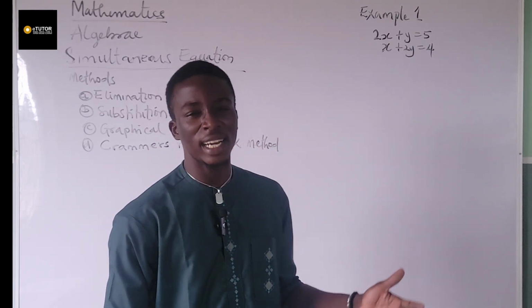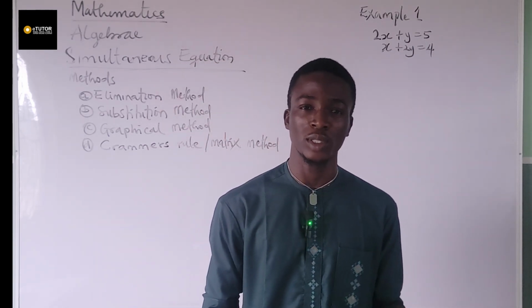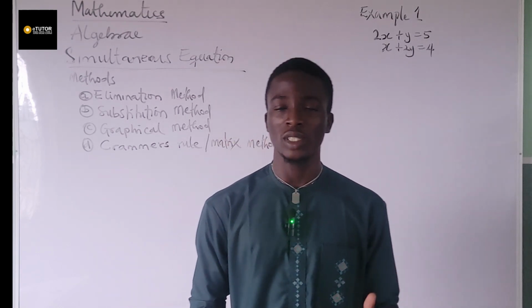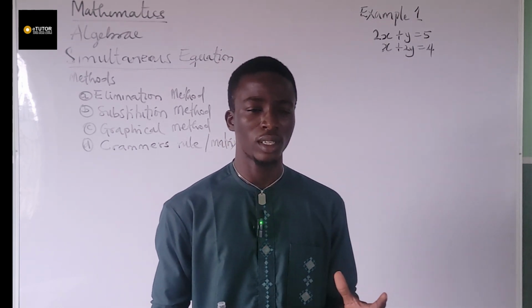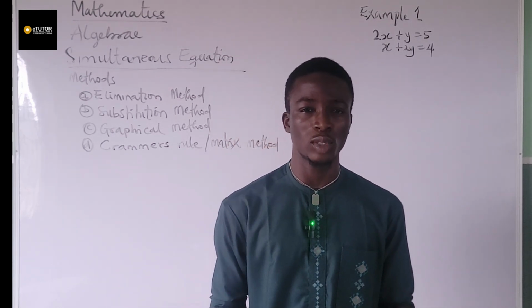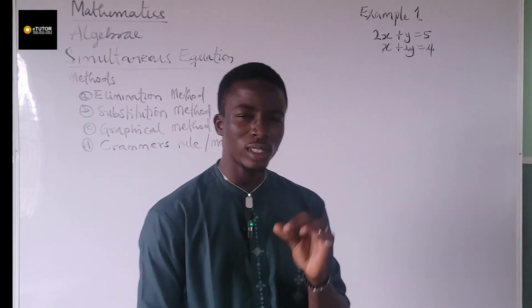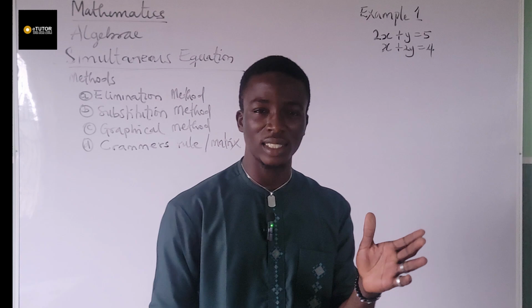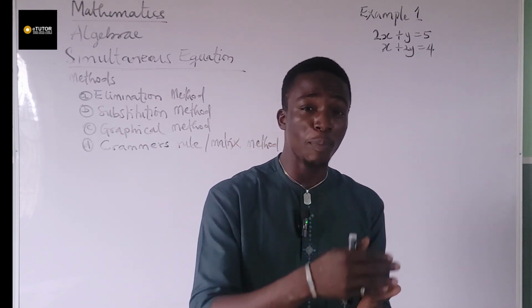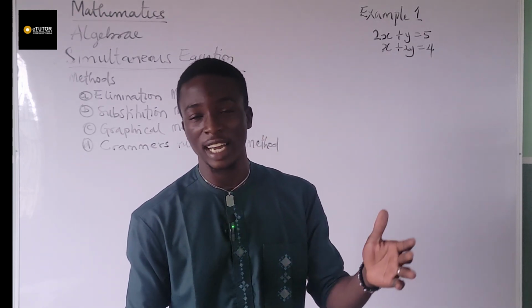Now, what exactly are simultaneous equations? Simultaneous equations are a set of equations that have multiple variables that are solved together to get common solutions. The word simultaneous itself means occurring or happening at the same time.